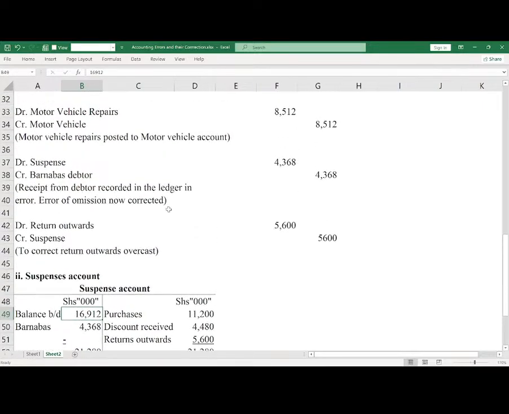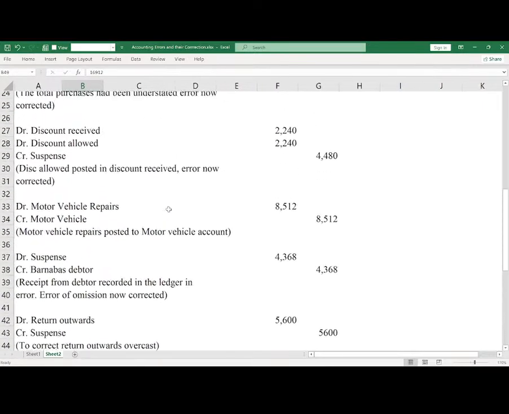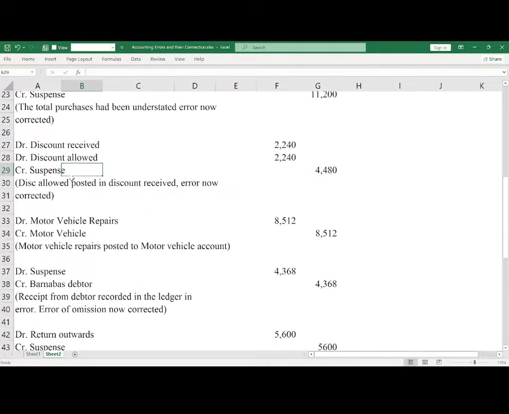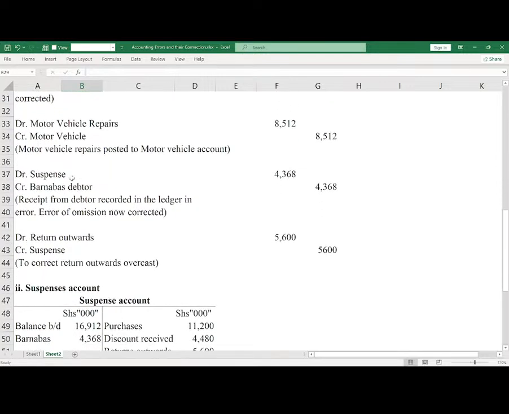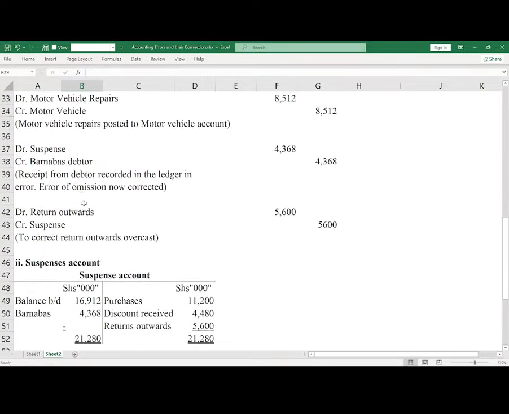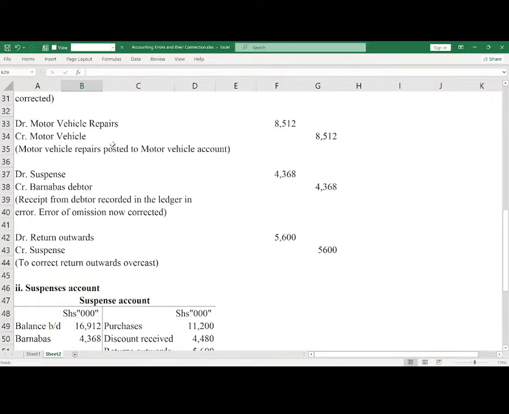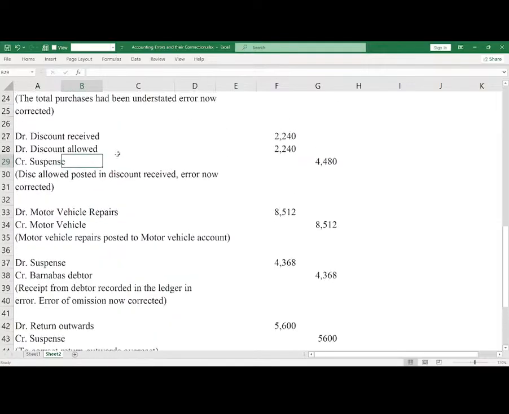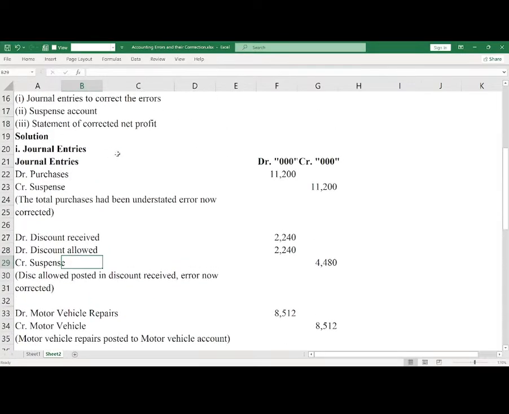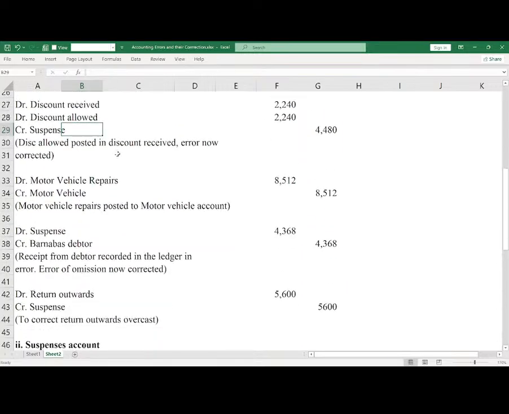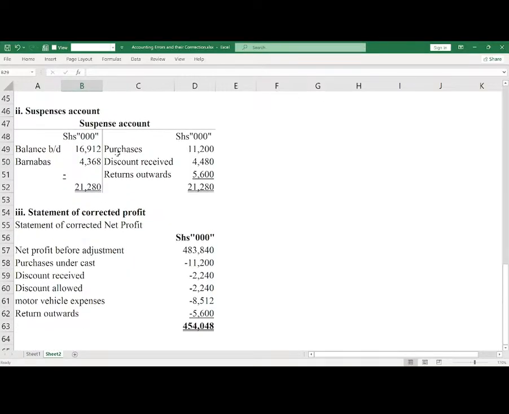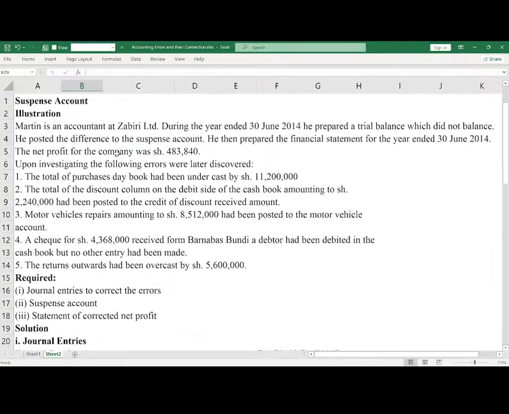So if you want to understand this, you look at where the suspense accounts are. The suspense account, all of them, you have to show them in the suspense account. That's why we are not showing the motor vehicles. And then we were told to prepare a statement of corrected net profit. So that is the last thing that we are going to do. So we have to show the statement of corrected net profit. There are some figures that I told you that we are going to use.